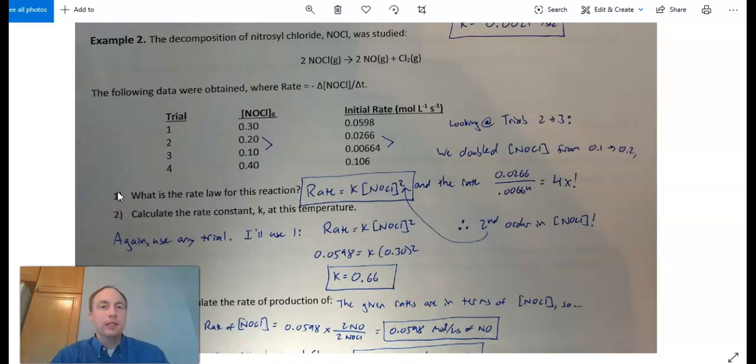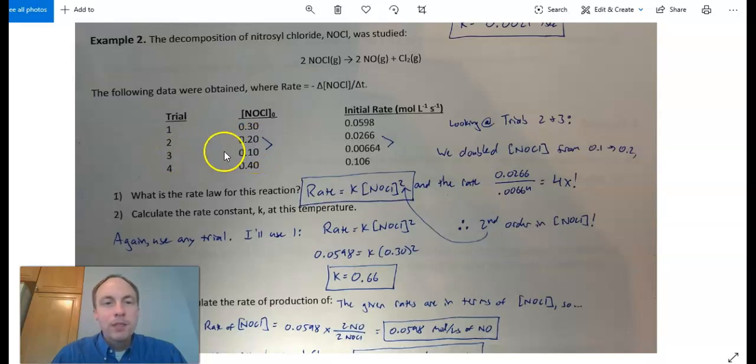Okay, we're back. This time we are decomposing NOCl into NO and Cl2. This time they gave us a whole bunch of trials. This is really going above and beyond here. Again, we only need 2 in this case. They give us 4, so you can choose any 2 trials you want to. Doesn't matter. I chose 2 and 3 because they were small and it was a nice change.